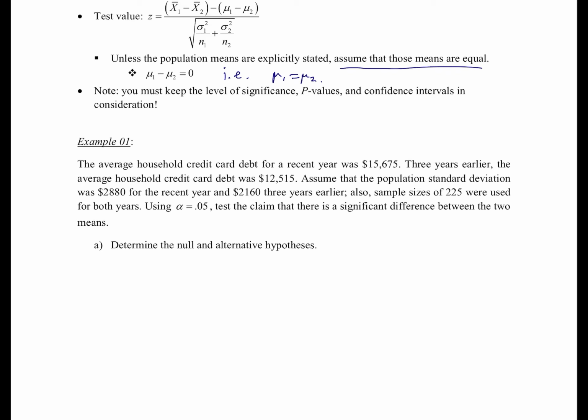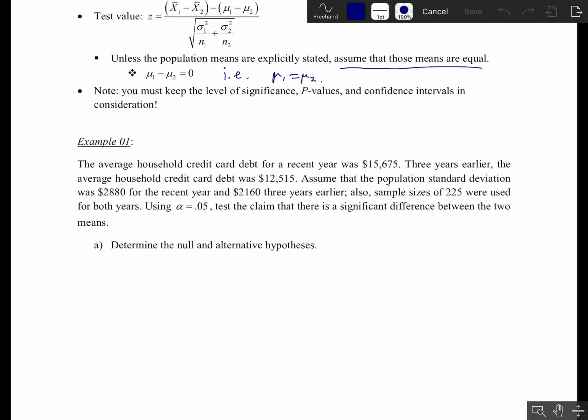So here we're assuming that we actually know the population standard deviation, but these averages are coming from the samples that we took. So we don't know the actual population averages. We just know that this was the average that we got from one sample of 225 people, and this was the average that we got 3 years earlier for another sample of 225 people.